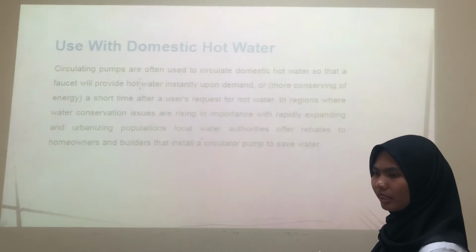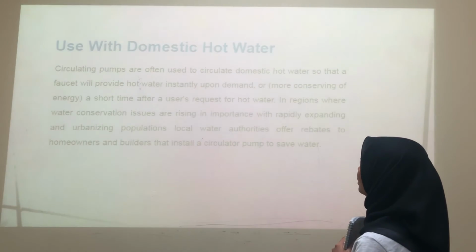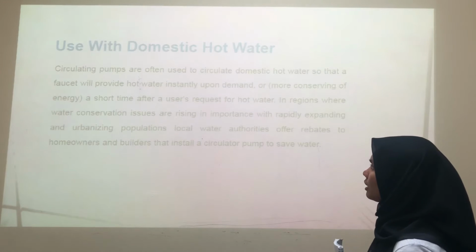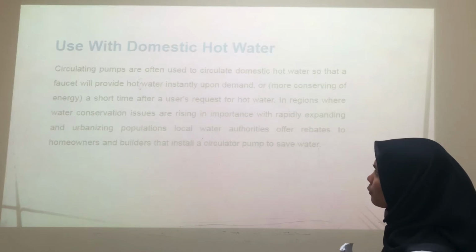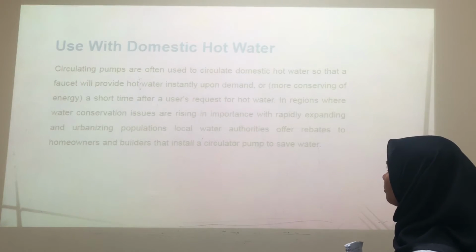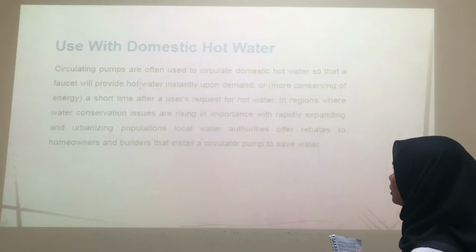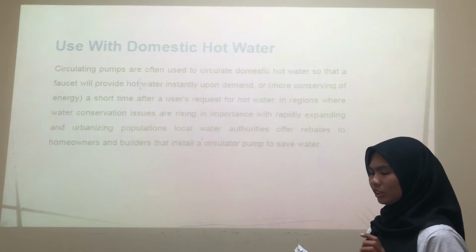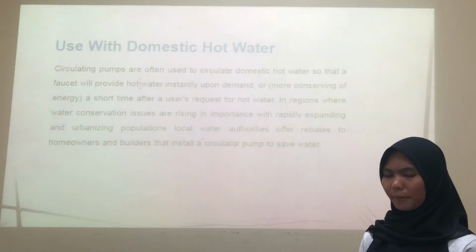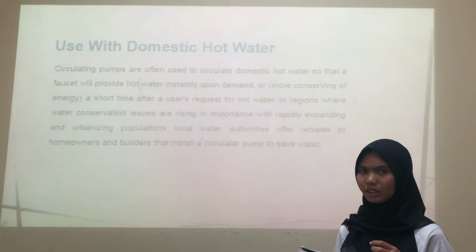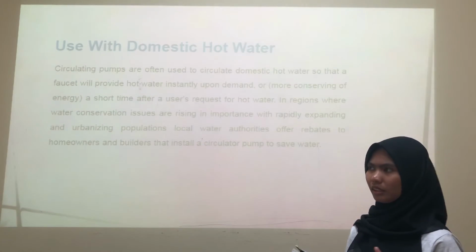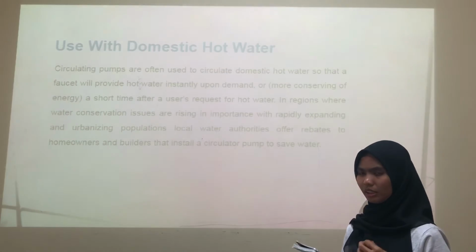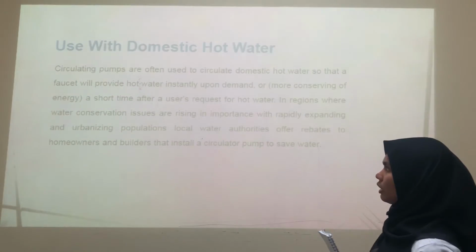Okay. Next. Used with domestic hot water. Circulating pumps are often used to circulate domestic hot water so that a faucet will provide hot water instantly upon demand, or more conserving of energy a short time after a user request for hot water. Maksudnya, circulating pump tu biasa digunakan untuk mengedarkan air panas supaya boleh memberikan air panas serta-merta bila orang request. Dalam masa yang singkat tu, dia dapatlah tunaikan permintaan pengguna tu bila dia nak hot water. Okay, next.